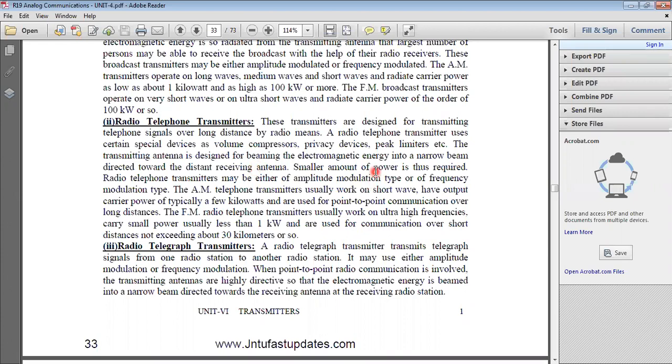For that, the electromagnetic energy is spread in the form of a narrow beam. If it is spread in the form of a wide beam, it covers more area, but the directivity reduces. So if the electromagnetic energy is spread in the form of a narrow beam, then we get a high directivity, and automatically the signal perfectly reaches the receiver.